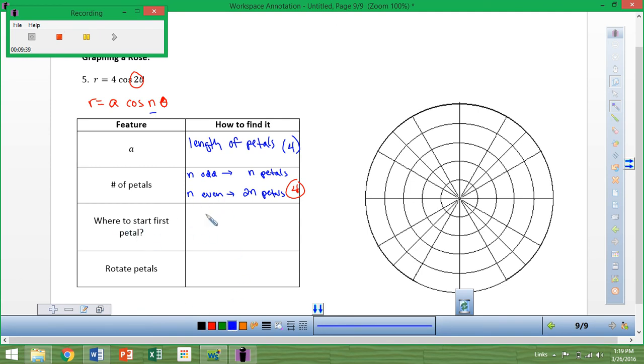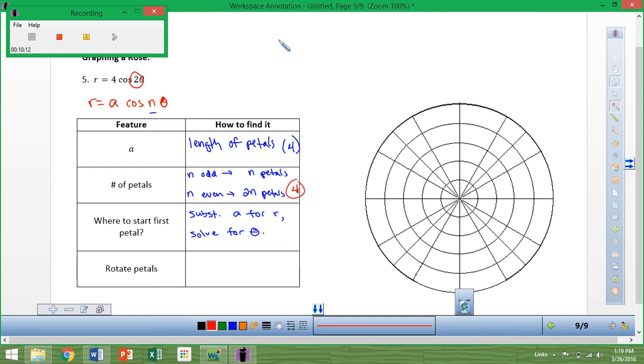Where to start the first petal? What you're going to do here is substitute A for r, and you're going to solve for theta. Whatever that theta is, that's the angle that you're going to start with your first petal. Okay, so let me work out how to do that. A is 4 here, so I'm always just going to take whatever this number is here, and replace r with that number.